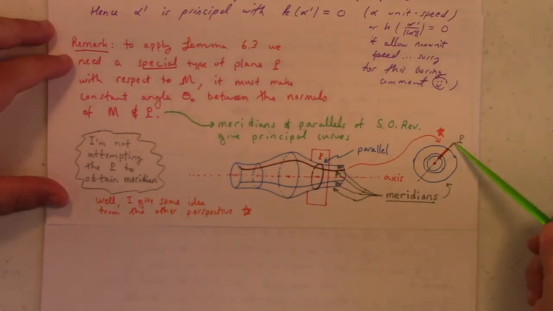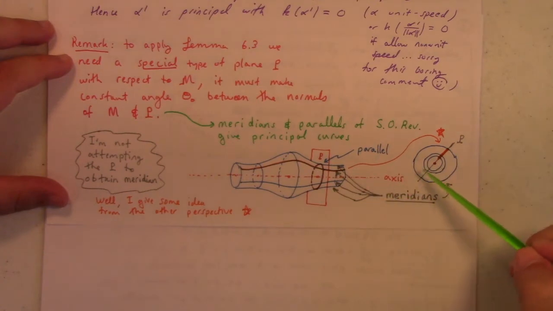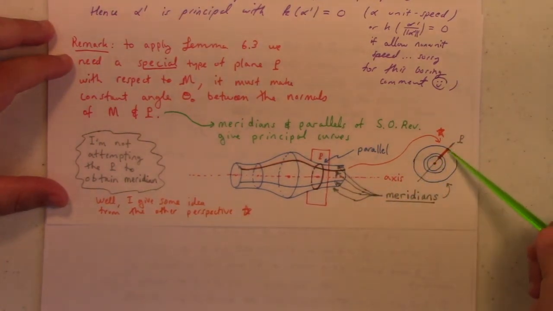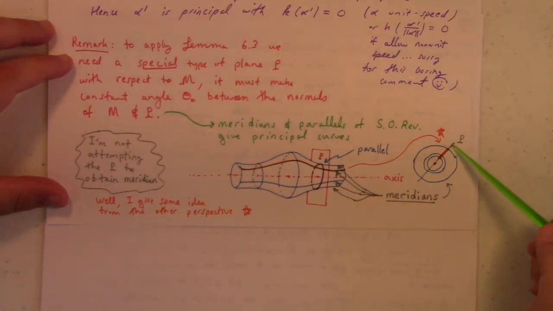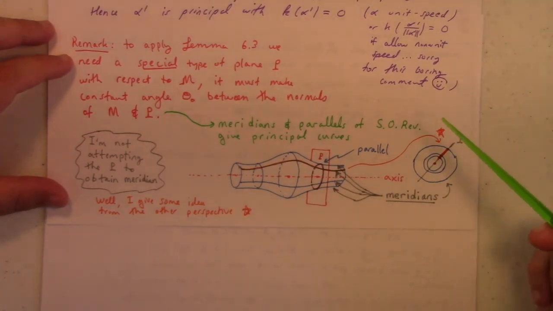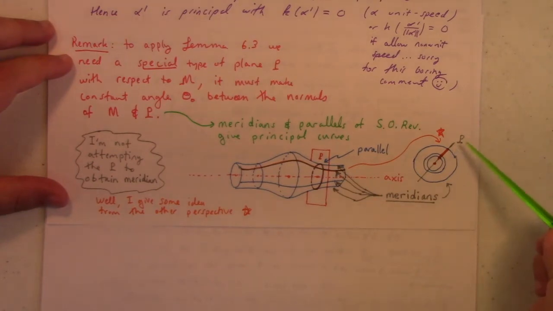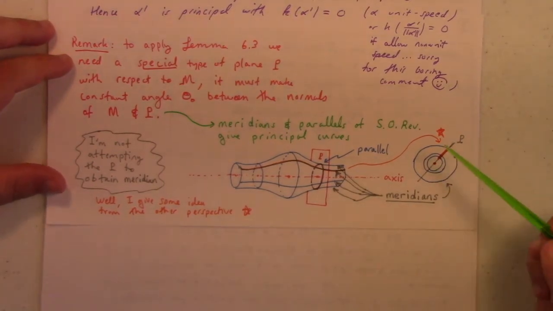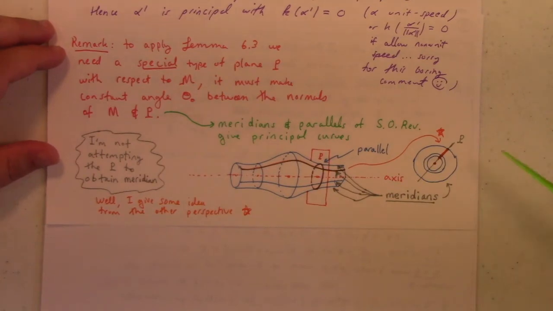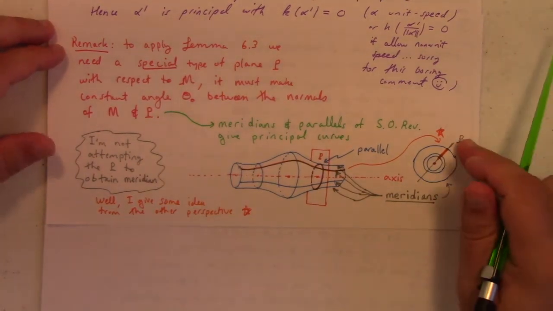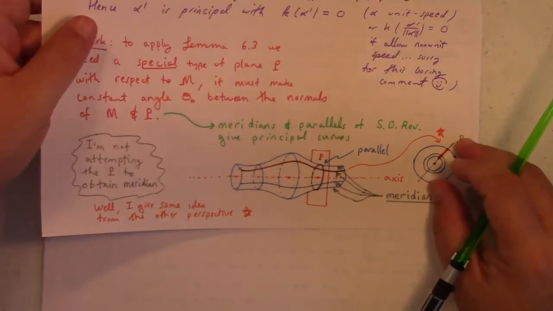The plane would be like a plane that goes through the axis like that, and you can see then that the plane makes a constant angle. The plane is actually always 90 degrees from the normal to the plane, of course, I'm talking about. The normal to the plane is always perpendicular to the unit normal to the surface of revolution, and so this lemma applies, and there you have it. Meridians and parallels are principal curves. I tried to picture it.